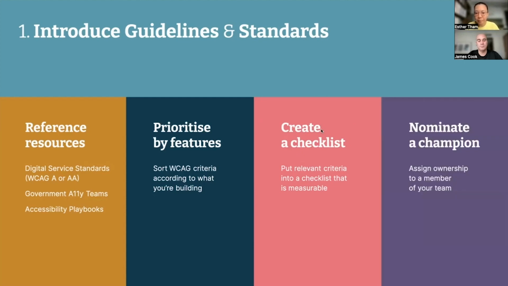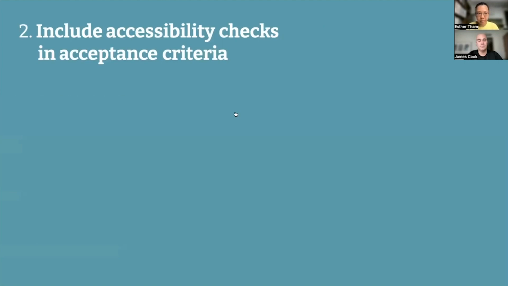Nominate a champion. Assign ownership of accessibility to a member of your team who will keep tabs on the overall effort and flag topics like proper delegation of tasks. Idea 2, include accessibility checks in your acceptance criteria. Now that you have your checklist of relevant criteria, let's include them into acceptance criteria for your user stories.